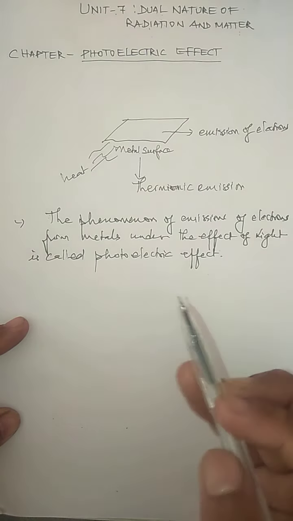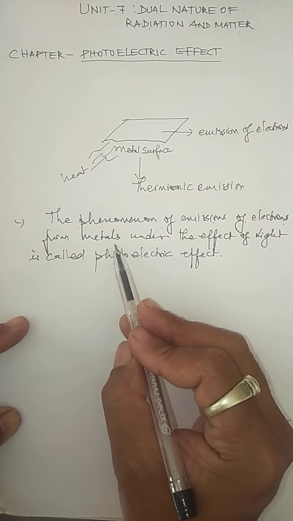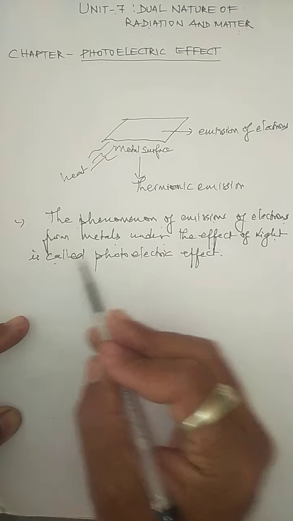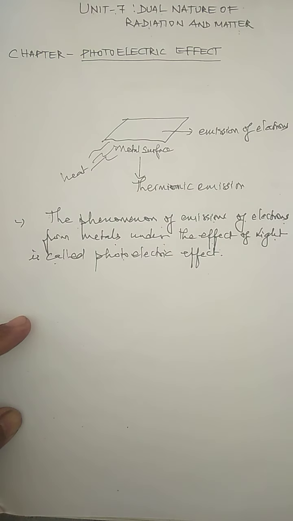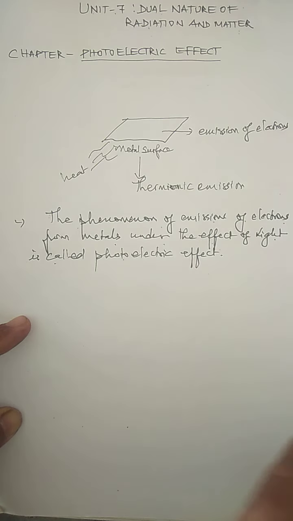So we can define the photoelectric effect as the phenomenon of emission of electrons from metals under the effect of light. But children, remember this part: it doesn't mean that once you supply light to the metal surface, there is immediately an emission of electrons. It does not take place.